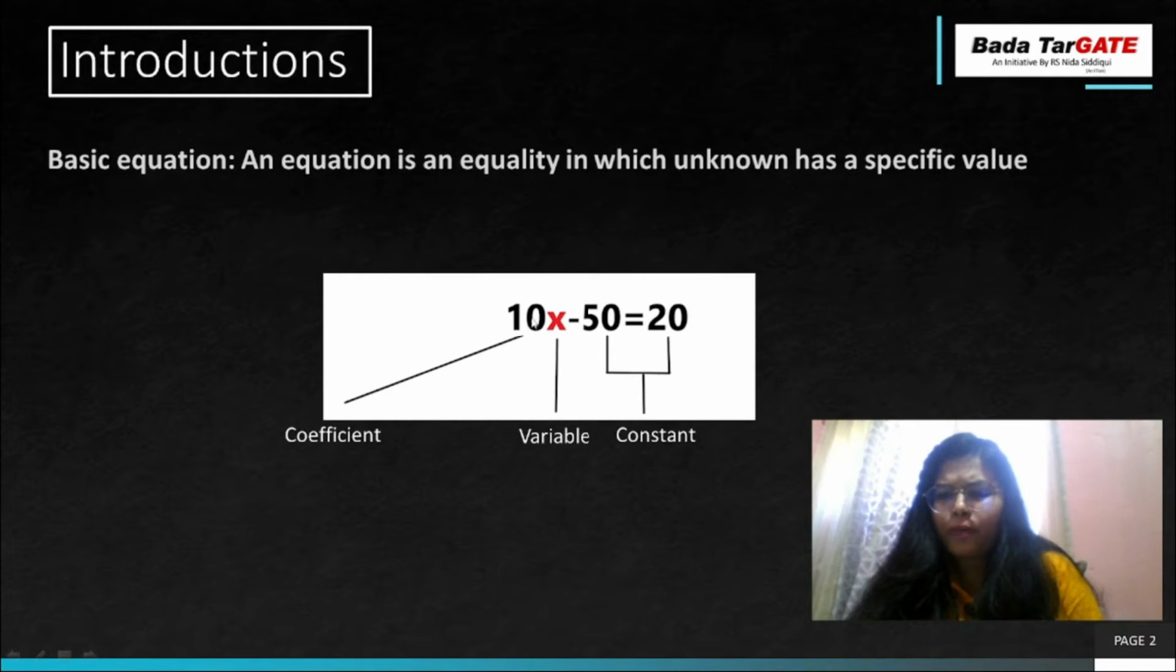So when I'm talking about this coefficient, that is 10, which comes along with the variable x, the coefficient can be any number or expression which is present with the variable. And here two constants have been utilized to determine the certain value of x.